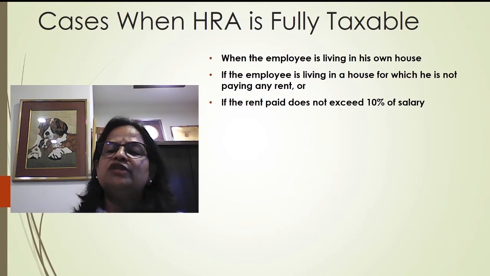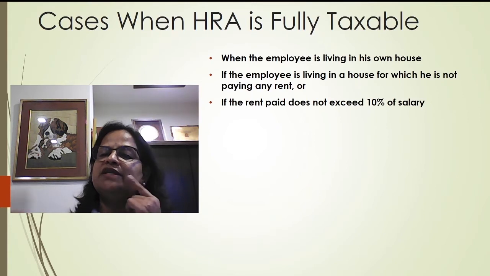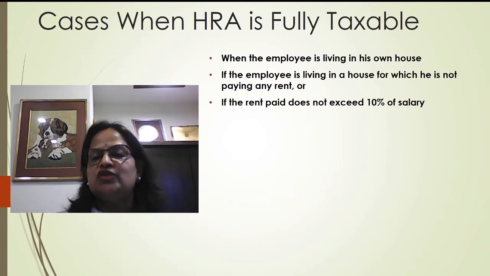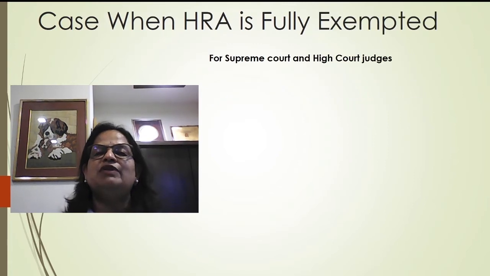So 60,000 minus 30,000, you are getting some exemption. But if the rent paid is only 20,000 for that year and 10% of salary is 30,000, then your HRA will be fully taxable, as the rent does not exceed 10% of salary. When we do the problems, it will be more clear. I can explain with the help of values.